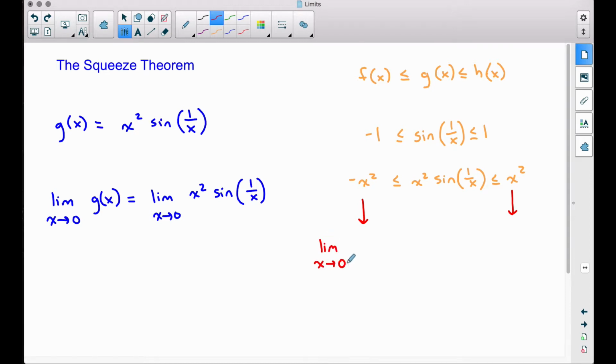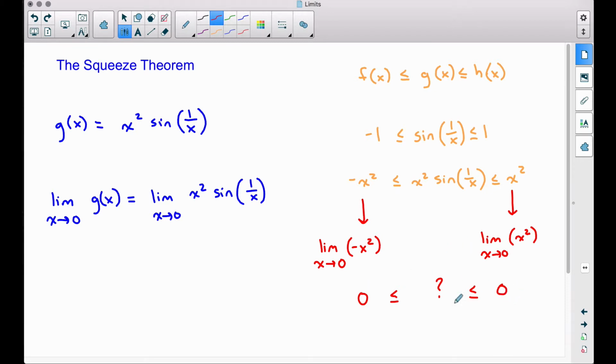So the limit as x approaches 0 of negative x squared, well, we can do direct substitution here. That is going to be equal to 0, because if we plug 0 into here, we do get 0. Less than or equal to our unknown limit, I'm going to put a question mark there, and that's going to be less than or equal to what? Well, let's do direct substitution with this same limit over here. So the limit as x approaches 0 of positive x squared, direct substitution, we get 0 there as well.